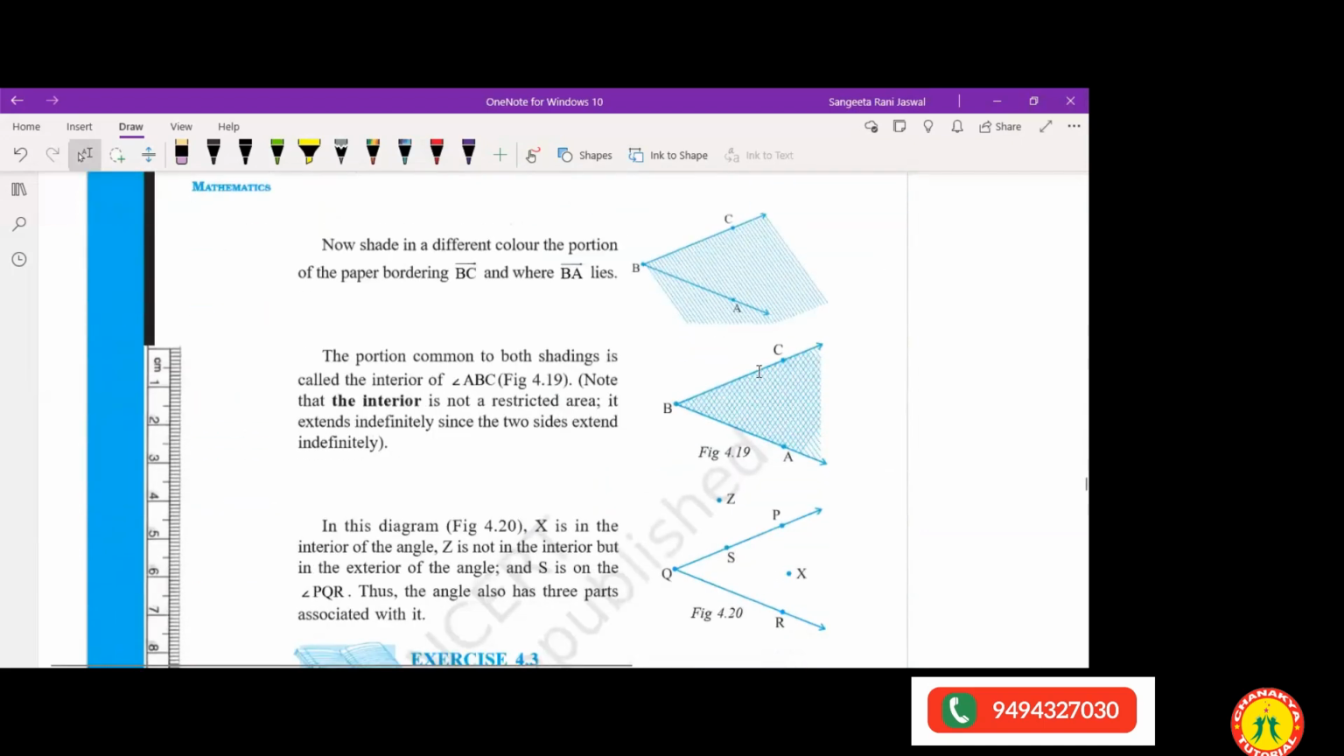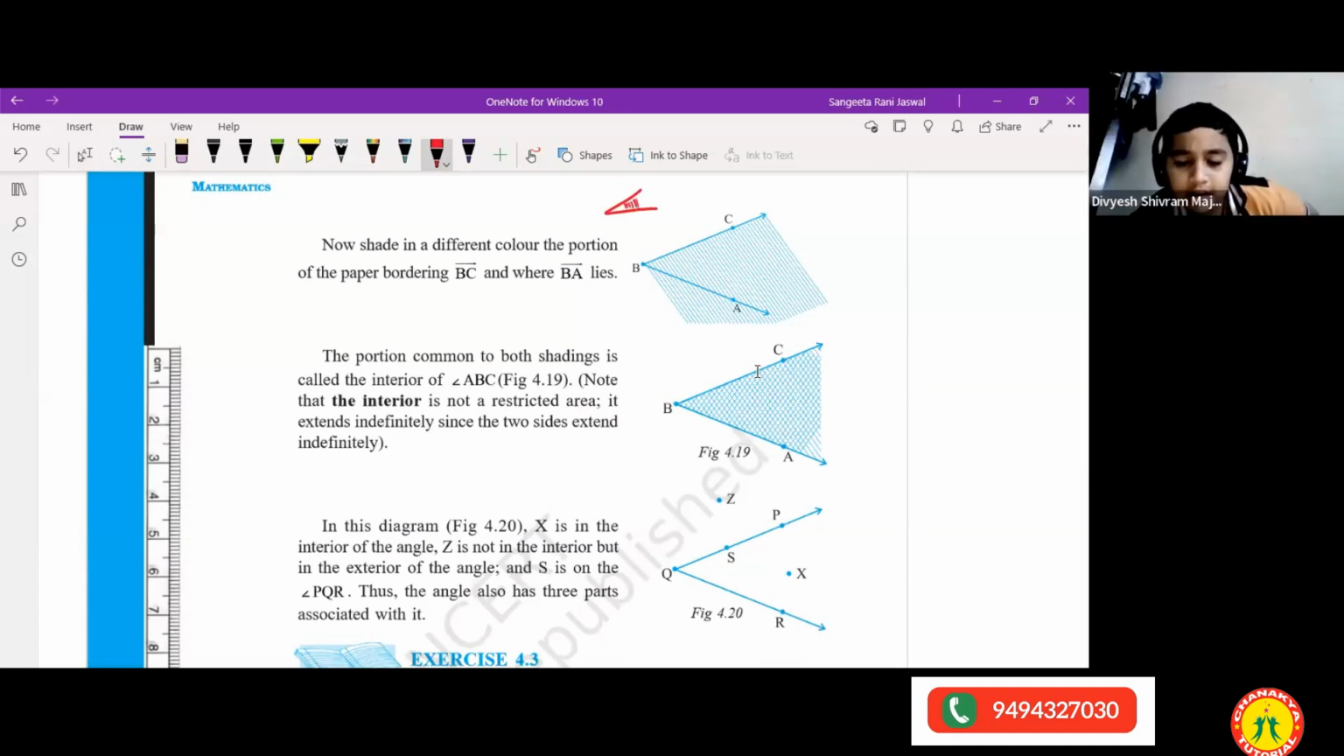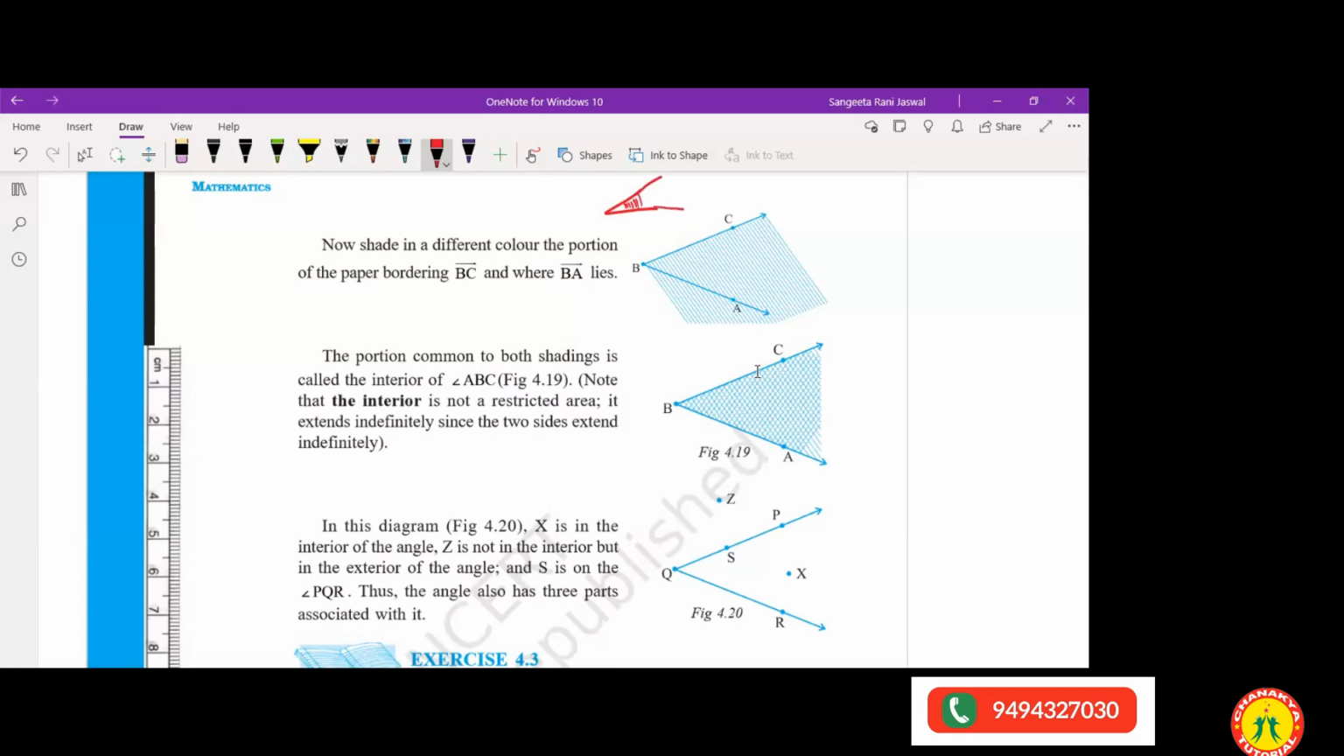So interior of the angle, interior means the inside of an angle. See, there is nothing actually inside an angle. The point where the angle meets is called vertex. If you extend the lines, this will keep on extending only. And exterior of the angle is outside the angle, means outside the arms of the angle. This part. This is all the exterior.